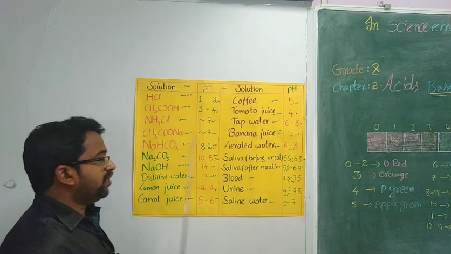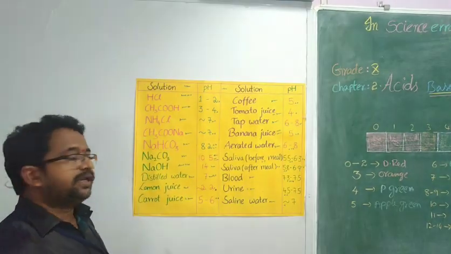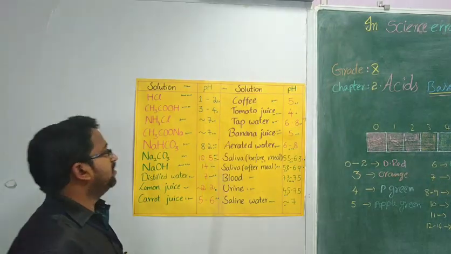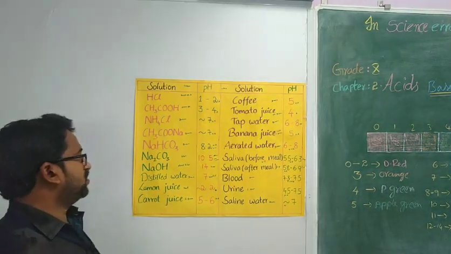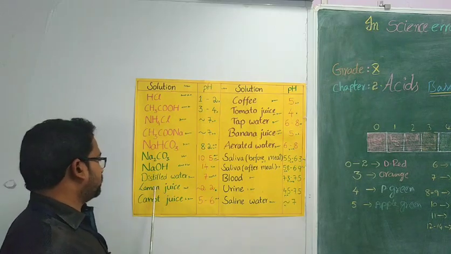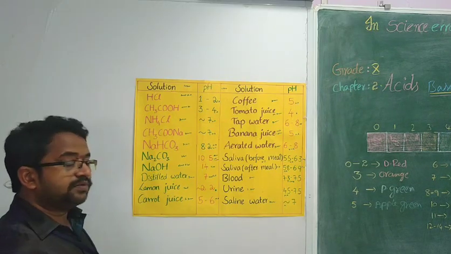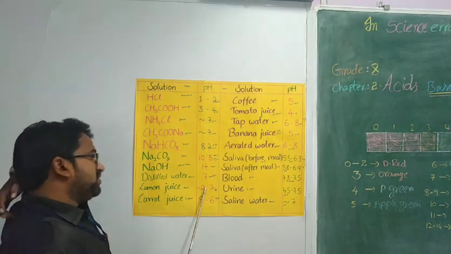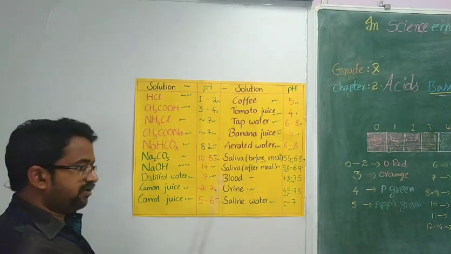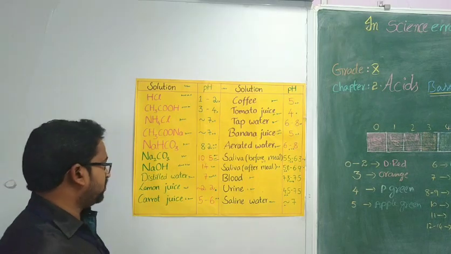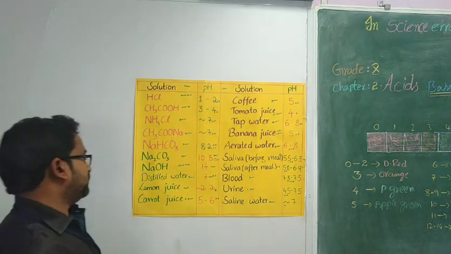Distilled water, green in color. The pH indicator color is green and its value is 7. So it is a neutral solution. Next, lemon juice. Red in color because it is approximately 2.2. Nearby 2, maybe 2.3, 2.4 like that it will also be. It is acidic in nature.